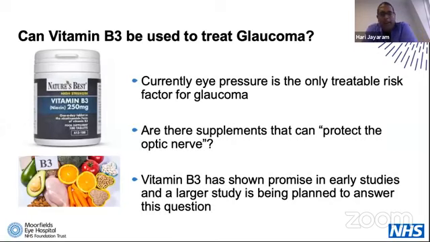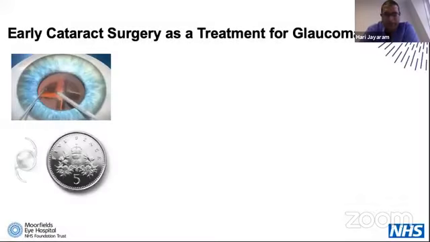The holy grail in glaucoma is, is there a tablet that you can take that will help protect the optic nerve? Because at the moment, like we've mentioned, we're just treating eye pressure and nothing else. Vitamin B3 is something that's shown promise in early studies, and Professor Garway Heath at Moorfields is planning a larger clinical trial to try and answer the question, is this an effective treatment for glaucoma, in addition to pressure lowering? So this is something to look out for in the next year or two.